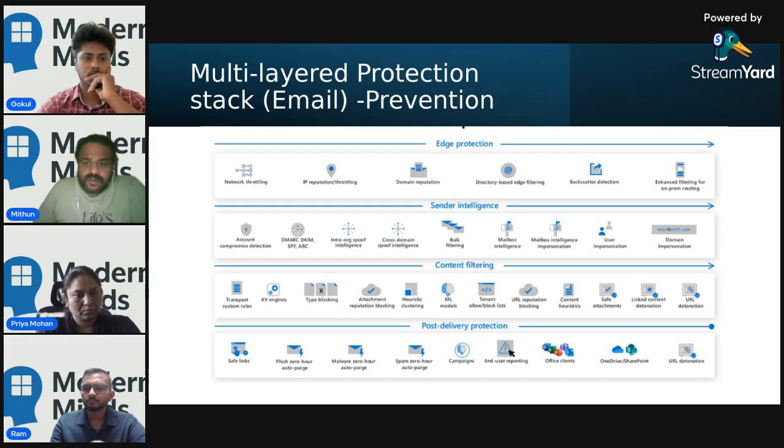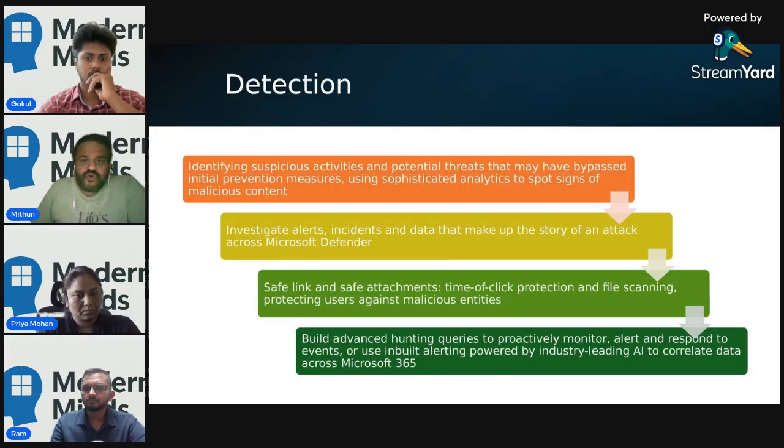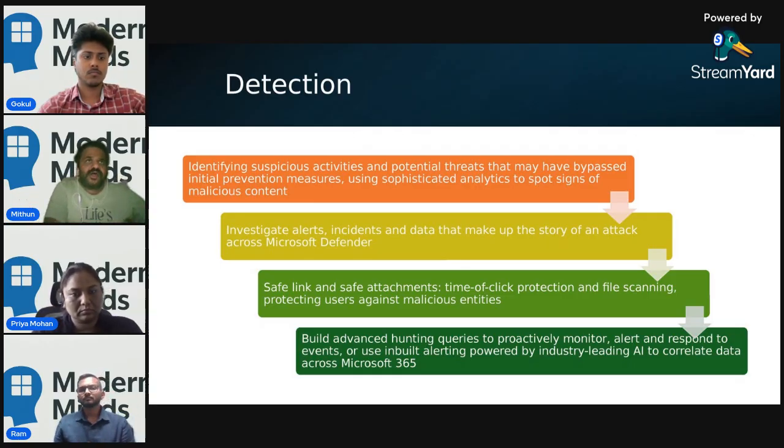Right. So moving on to detection. Detection is nothing but if malicious attacks or malicious threats have escaped from protection and been delivered, then we need to detect them, right? A good example for detection is false positive submission. A bad email gets delivered to a user mailbox and the user reports it.